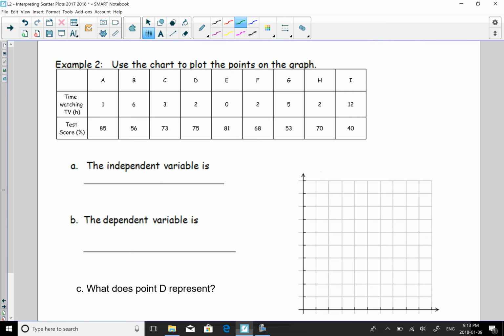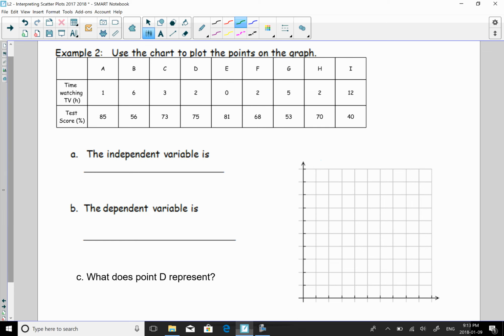So now let's look at some more examples. Use a chart to plot the points on the graph. So we have time watching TV versus test scores. Well, we're going to say time watching TV is independent because you can control that. And test scores, we believe, should be related to how much time you wasted watching TV as opposed to studying. So time watching TV is independent, and test scores are dependent.